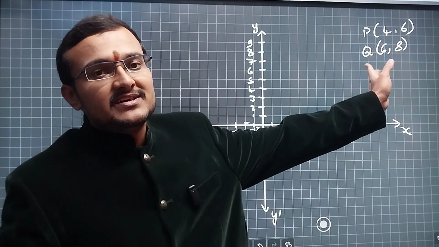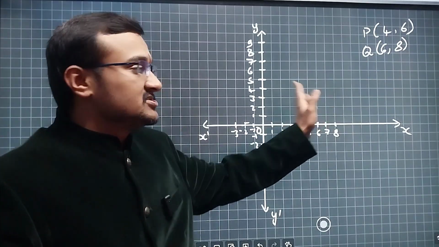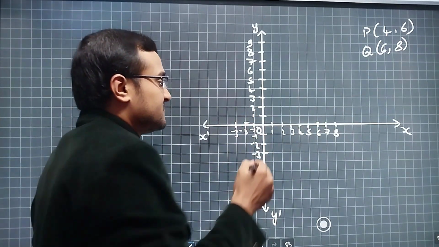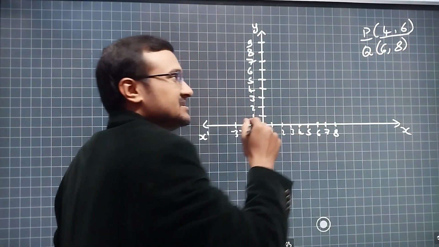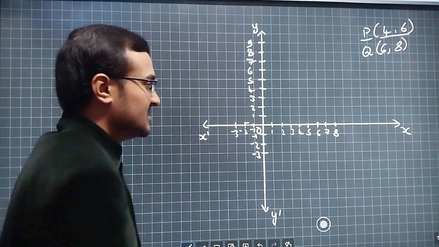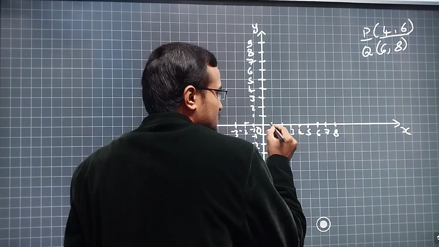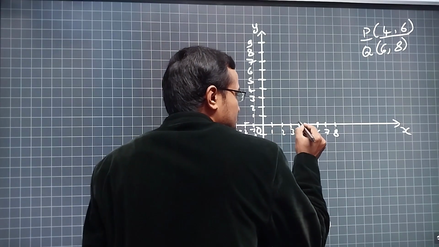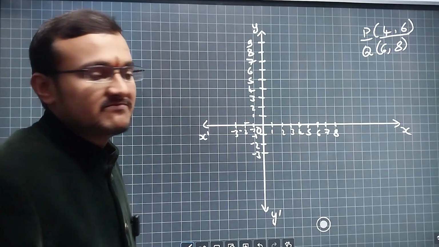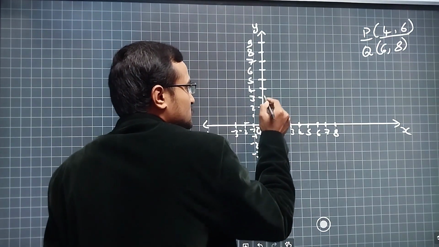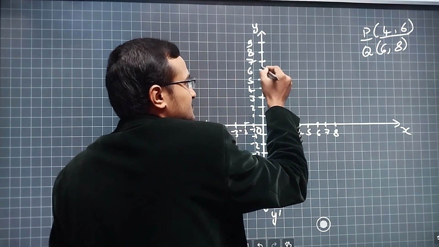You need to locate these 2 points on the graph. So first we need to take point P. So point P is at 4, 6. So 4 is the x value. So 1, 2, 3, 4. So this is +4, and we have +6 as the y value. So here 1, 2, 3, 4, 5, plus 6 is the y value.